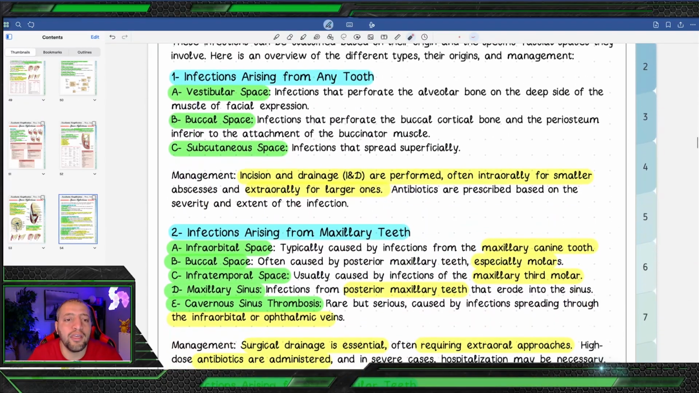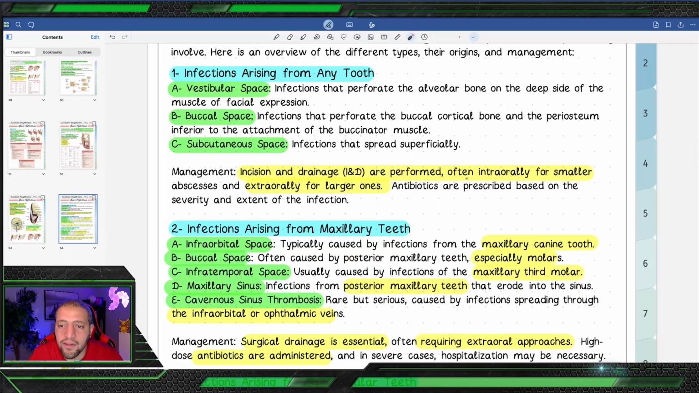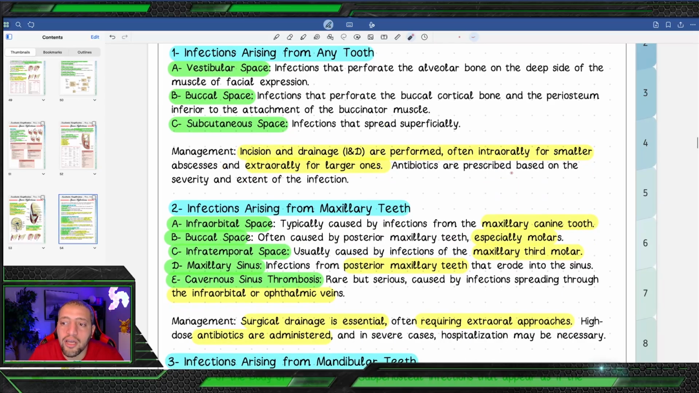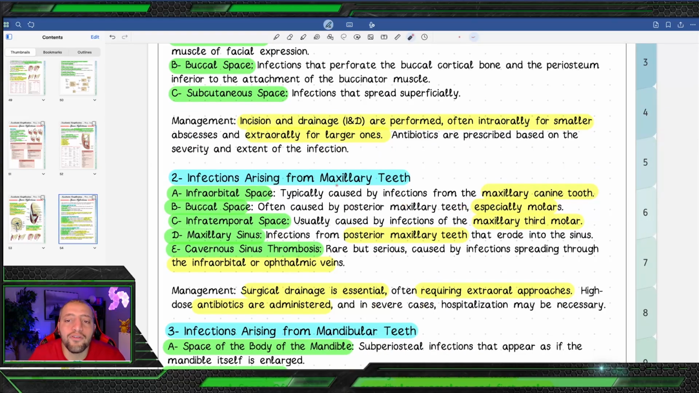Okay? Management, incision, and drainage are performed often intraorally for a smaller abscess and extraorally for larger one. This type of infection may be buccal, but most commonly, we are going to do it intraorally. Antibiotics are prescribed based on the severity and extent of the infection. Okay? Infection arising from maxillary teeth. It might end up infraorbital space coming from maxillary canine. Buccal space coming from molar. Infratemporal space coming from maxillary third molar.